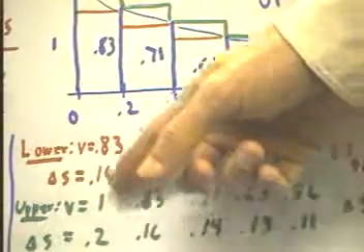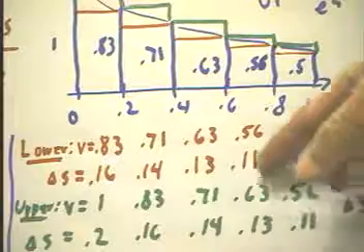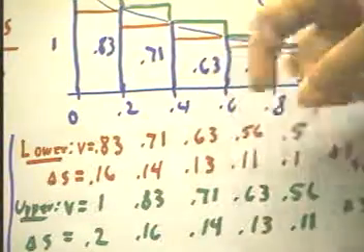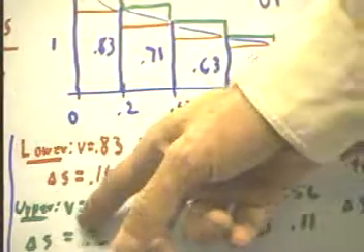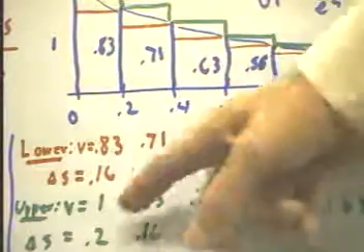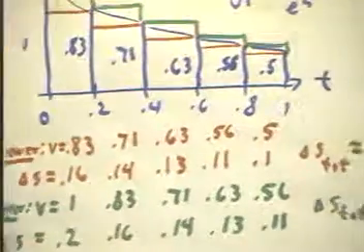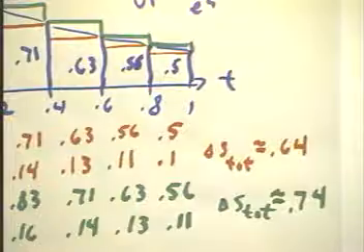We note that the second, third, fourth, and fifth delta s's are all repeated here, so that if we take the difference between the upper and the lower, all these numbers will cancel out. We'll be left only with the 0.2 here and subtracting the 0.1 here. Those are the only terms that don't cancel out. And the difference there is, of course, 0.1. We get a total delta s of 0.74 for the upper estimate.